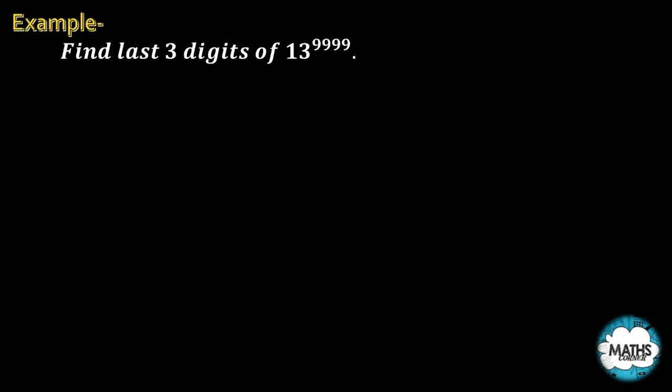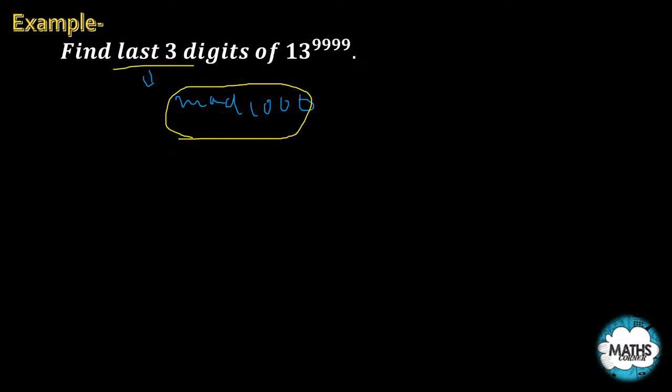Now the question is asking me to find out the last three digits of 13 to the power 9999. The thing that you remember is the last three digits are the number mod 1000. What are the last two digits? The last two digits are the number mod 100. The last digit is the number mod 10. So the last three digits are the number mod 1000. So I have to basically find out 13 to the power 9999 is congruent to how much mod 1000.